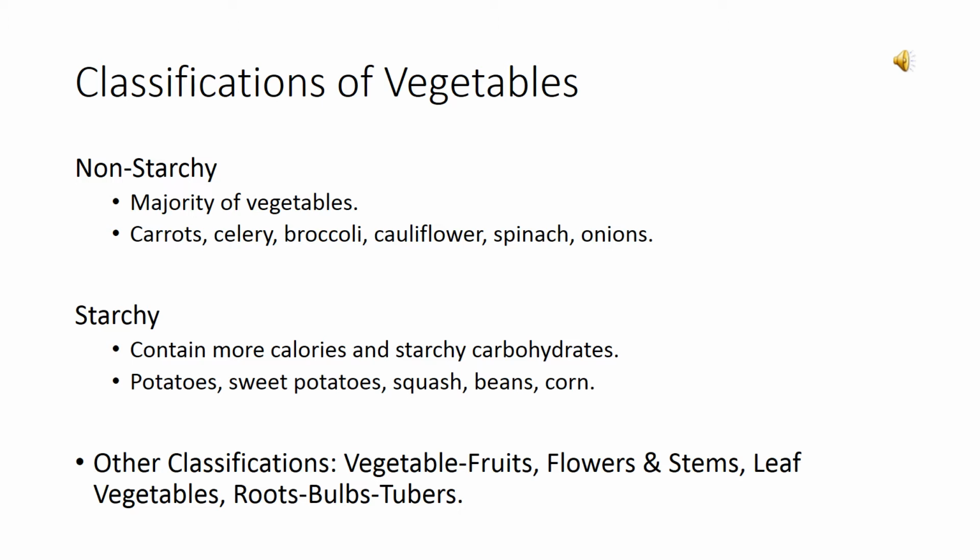Starchy vegetables contain more calories, and this is through starchy carbohydrates. Examples of starchy carbs include potatoes, sweet potatoes, squash, beans, and corn. Non-starchy vegetables comprise the majority of vegetables that you will find at the store. These include vegetables such as carrots, celery, broccoli, cauliflower, spinach, and onions.